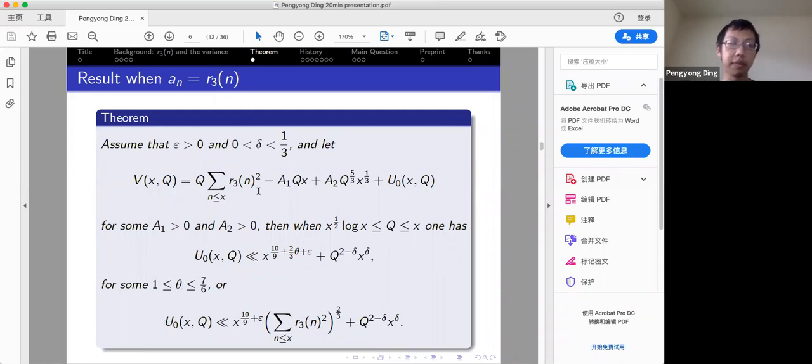Or if we use the second moment sum, then the error term of U0 of S and Q should be less than x to the 10 over 9 plus epsilon times the second moment sum to the power of 2/3, plus Q to the 2 minus delta S to the delta. So this is the result.